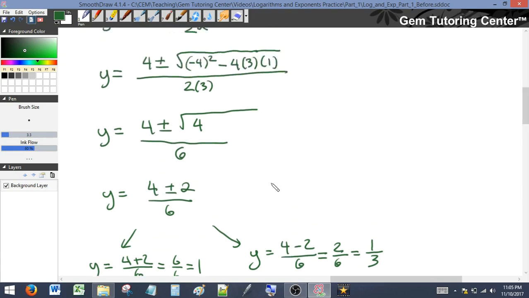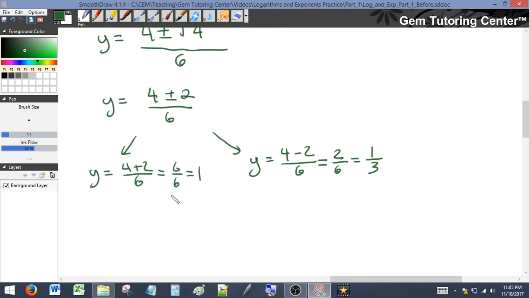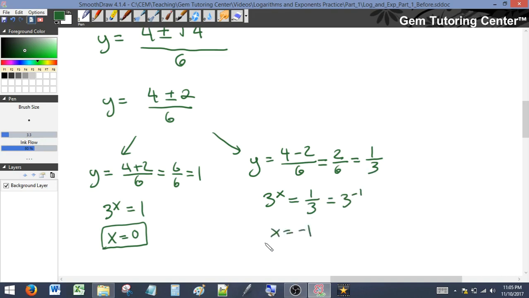Now let's go look at what y is. y is 3 to the x. So let's put in that 3 to the x equals 1. So x must be equal to 0. That's one of the solutions. The other one is 3 to the x is equal to 1/3, which equals 3 to the -1. So x is equal to -1. That's the other solution. So it's either this one or this one, and both are solutions to this problem.